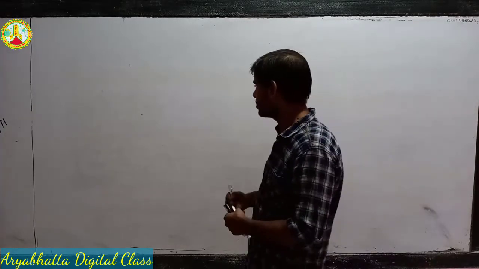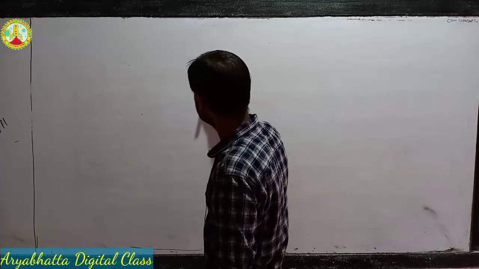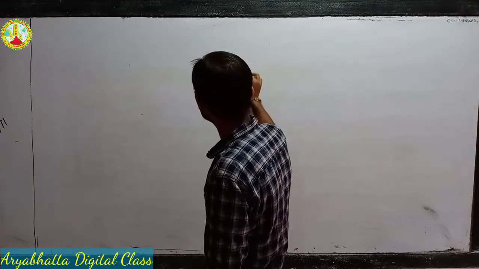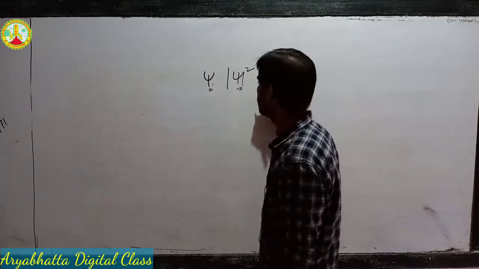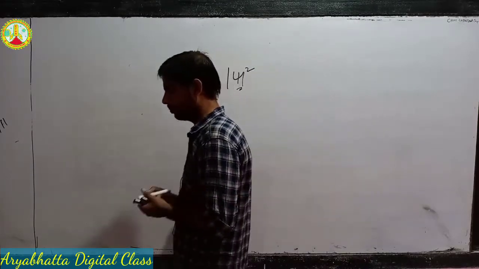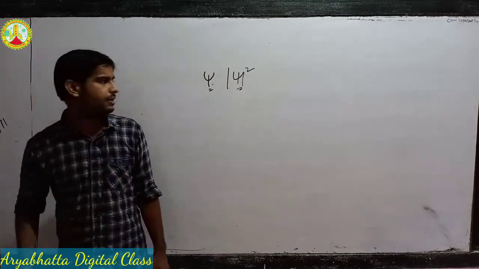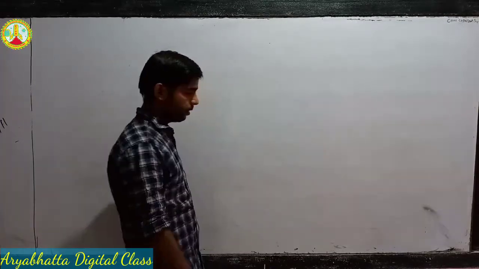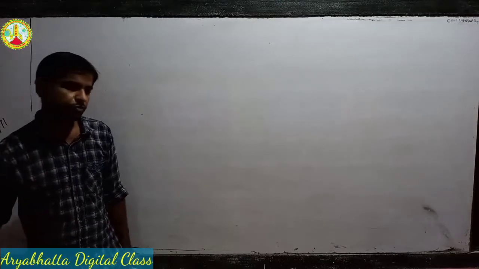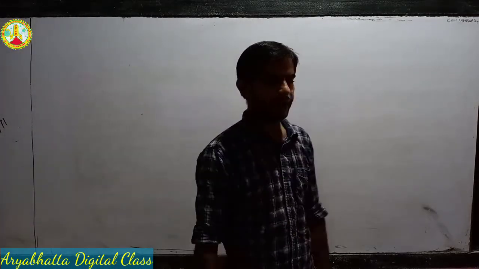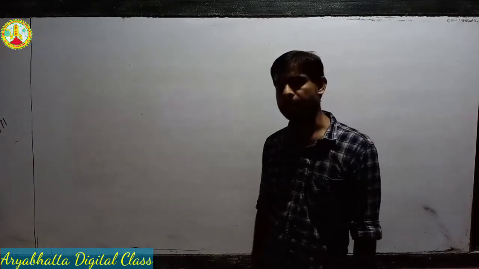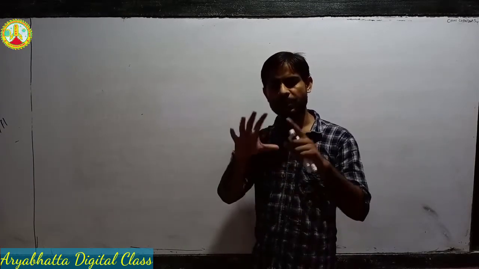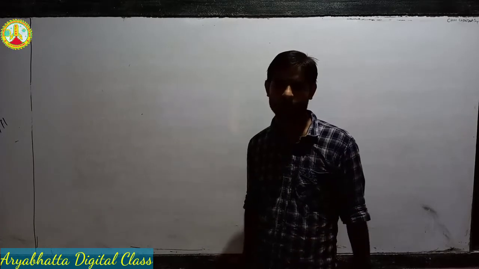In the last class we saw this symbol psi. I called it the wave function, and I told you that psi square gives the probability of finding an electron. Now we will define some parameters called quantum numbers. We have seen that psi square gives the probability of finding an electron in any specific region of an atom.